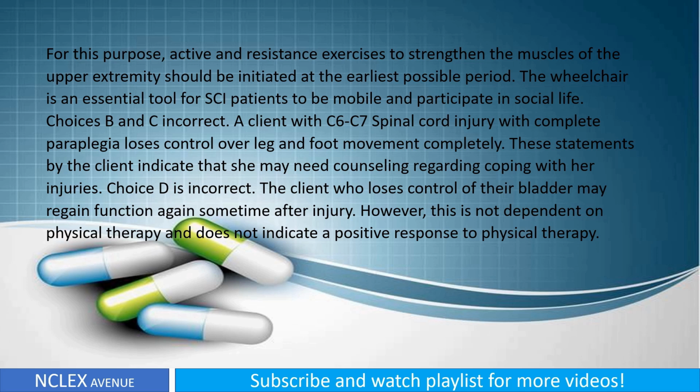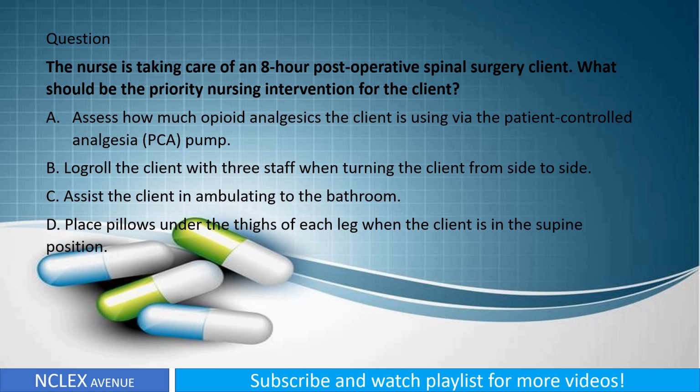Choices B and C are incorrect. A client with C6-C7 spinal cord injury with complete paraplegia loses control over leg and foot movement completely. These statements by the client indicate that she may need counseling regarding coping with her injuries. Choice D is incorrect. The client who loses control of their bladder may regain function again sometime after injury. However, this is not dependent on physical therapy and does not indicate a positive response to physical therapy.